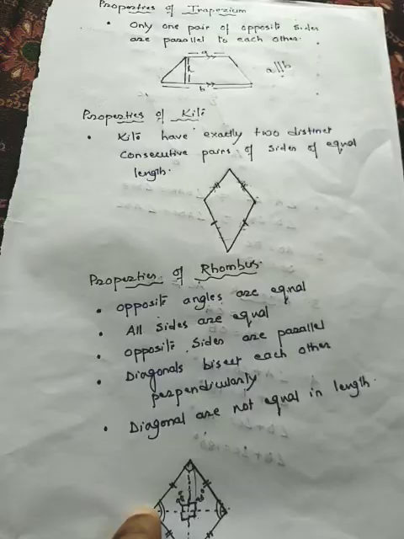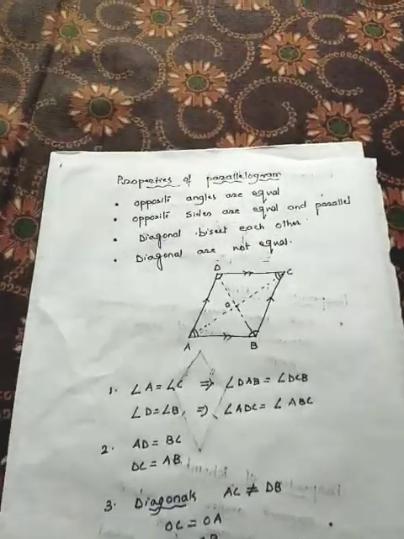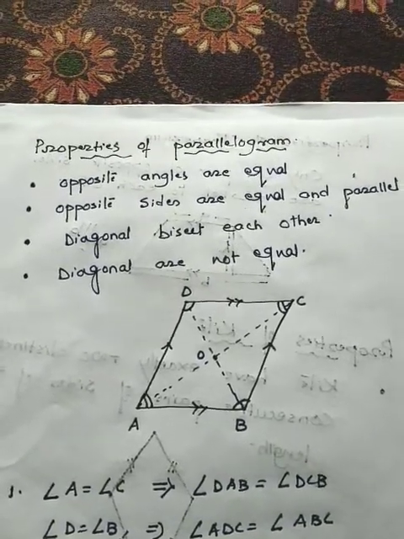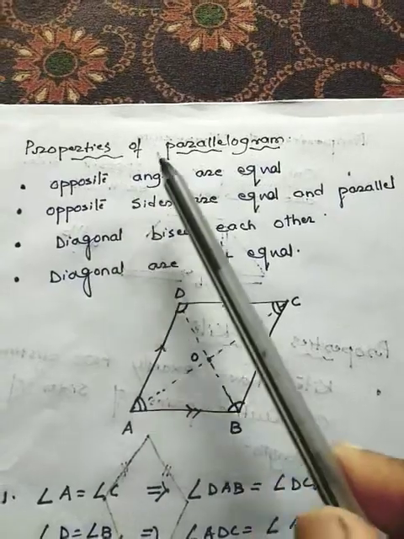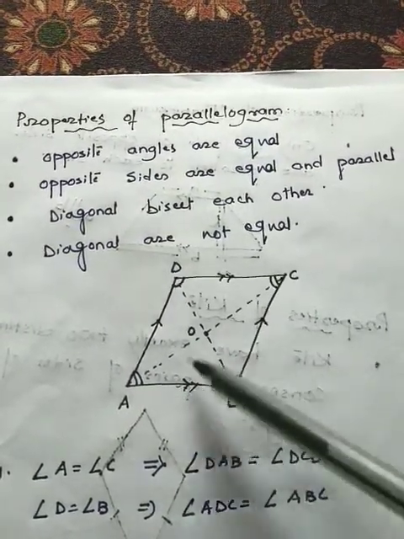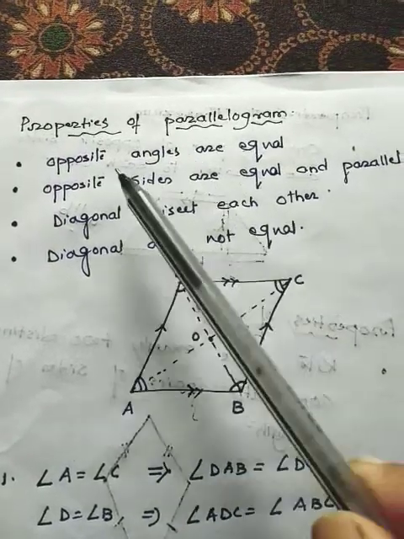Now the last one is the parallelogram. Students, this is the figure that you have to understand very properly. Okay, that will really help you to solve exercise 3.3. Now what are the properties of a parallelogram? You see, this is a parallelogram. Okay, the opposite sides are parallel and equal. See, I have written opposite angles are equal.